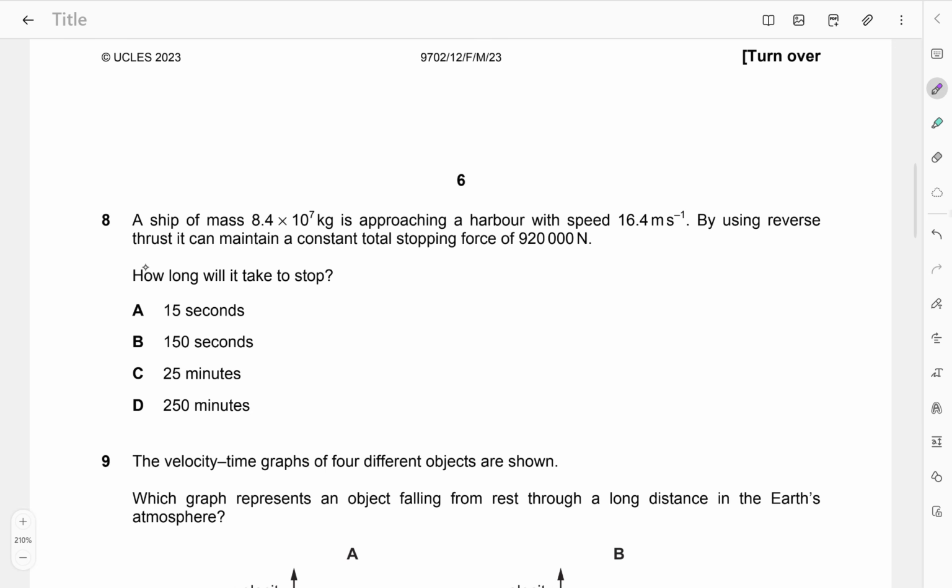A ship of mass 8.4 times 10 to the power 7 kilograms is approaching a harbor with a speed of 16.4 meters per second. By using reverse thrust, it can maintain a constant total stopping force of 920,000 newtons. Stopping force means the acceleration is also constant and is negative because it is stopping. So acceleration is going to be negative of F over m, which will be negative of 920,000 divided by the mass, which is 8.4 times 10 to the power 7. I'll not compute that. I'll first leave it.